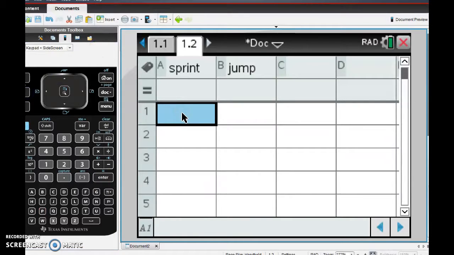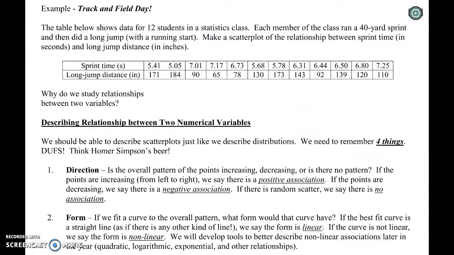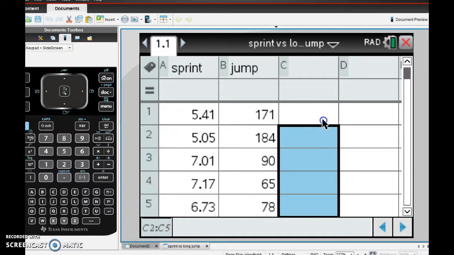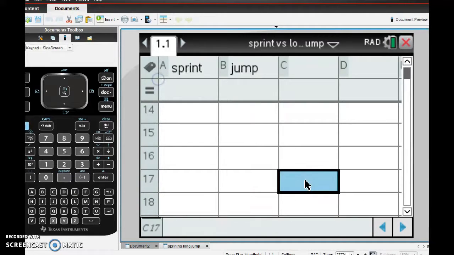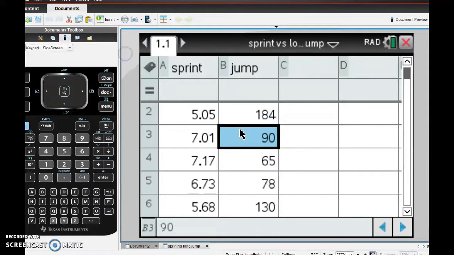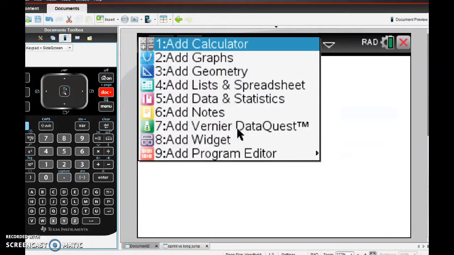So if you want to put that in your calculator and follow along, go ahead and pause it and do it. So as you see, my data is entered into my calculator, and now we're going to make the scatter plot. On the TI Inspire, to make a scatter plot, we open up a new page. We want to open up a data and statistics page, option 5.